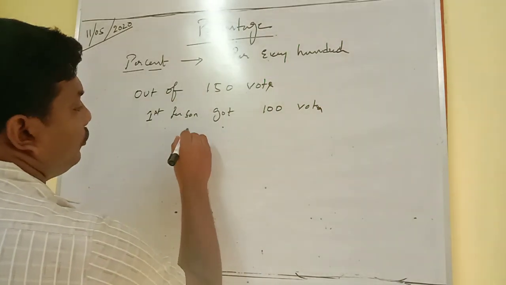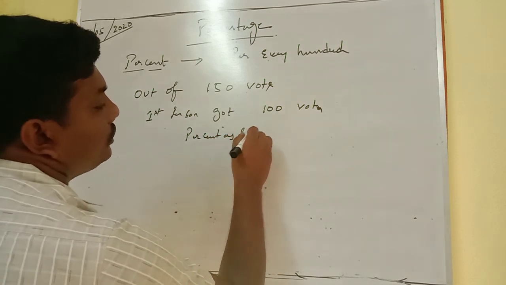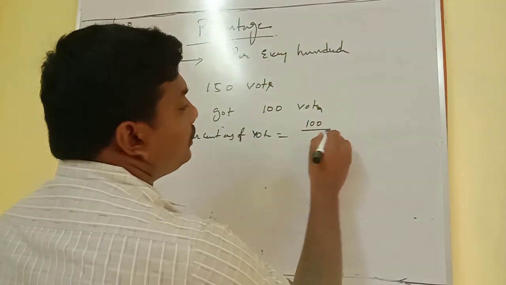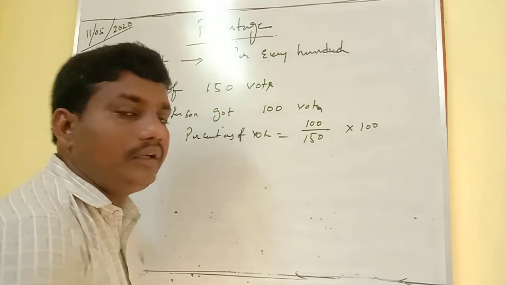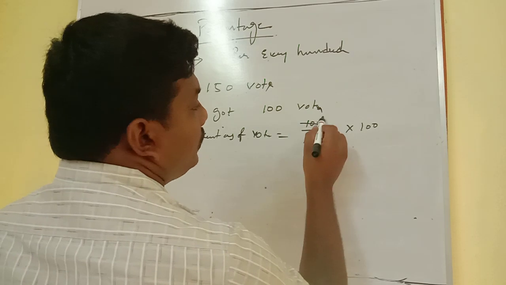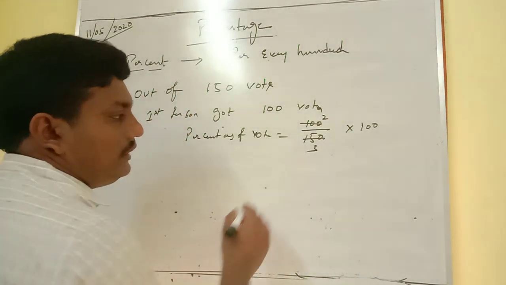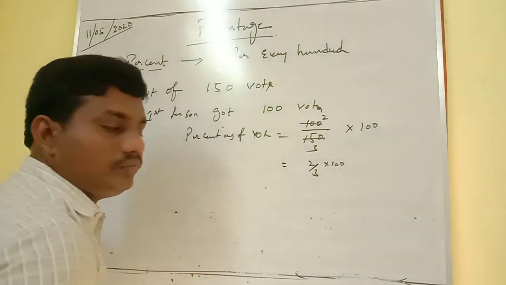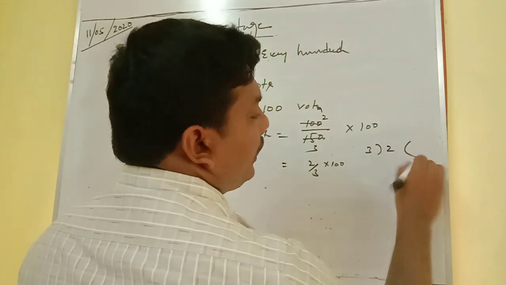Percentage of votes is nothing but obtained by total into 100. So 100 by 150, dividing by 50, becomes 2 by 3 into 100. So it is not suitable to leave it like this, you can calculate it like this.